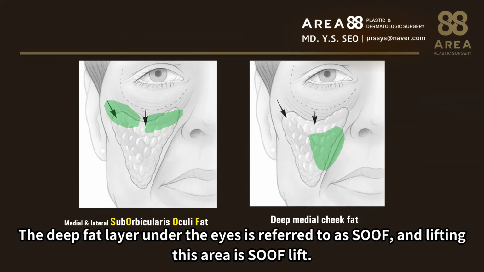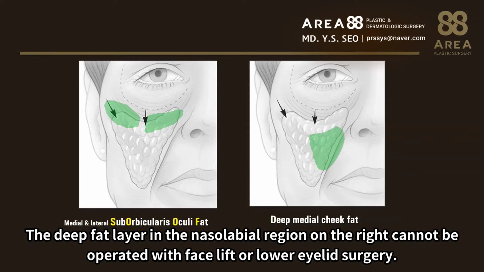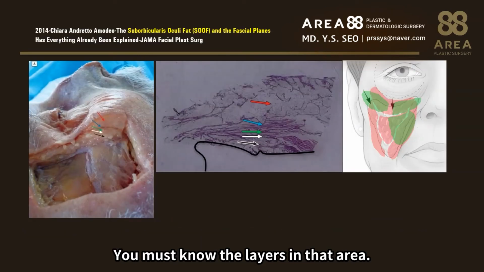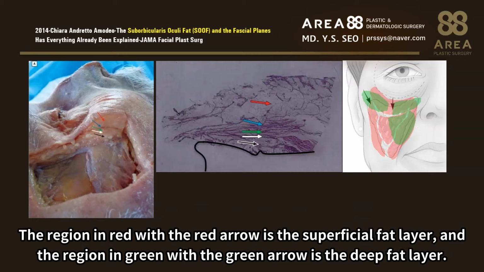The deep fat layer under the eyes is referred to as SOOF, and lifting this area is SOOF lift. This divides into inner and outer side. The deep fat layer in the nasolabial region on the right cannot be operated with facelift or lower eyelid surgery. You must know the layers in that area. This is a very important anatomical picture. The region in red with the red arrow is the superficial fat layer, and the region in green with the green arrow is the deep fat layer.